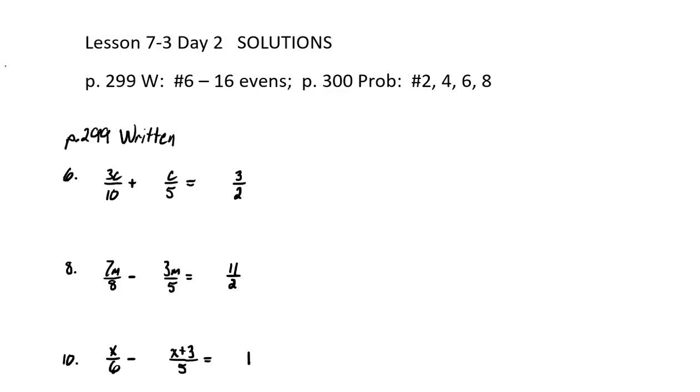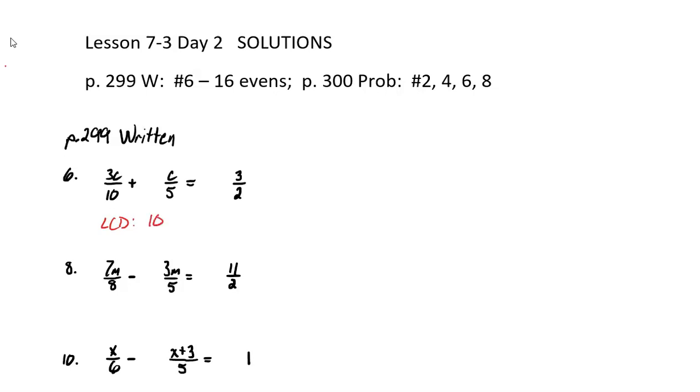Here are the answers for Lesson 7-3, Day 2. Number 6, solve the equation for the variable c. This equation has fractions with denominators, but it's not a proportion. So the method that we've learned is to figure out the LCD. With a 10, 5, and 2, the LCD is 10.